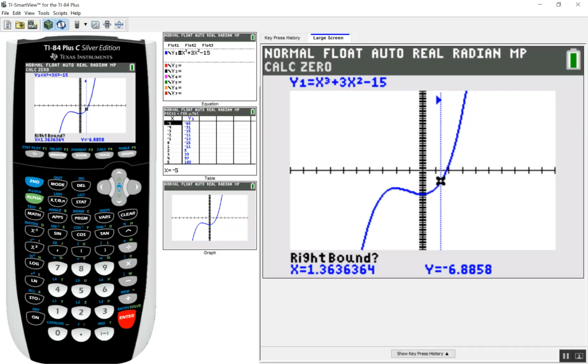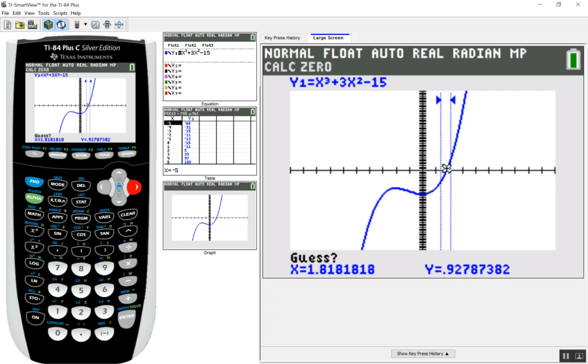Notice it puts, on the newer calculator, a vertical line. The older ones it will not. And then we'll go to the right, just now we're above the x-axis, so we've crossed it, and I'll hit enter again, and notice that it puts another line in. And then we have to guess, so then we have to get this as close to the zero as possible.